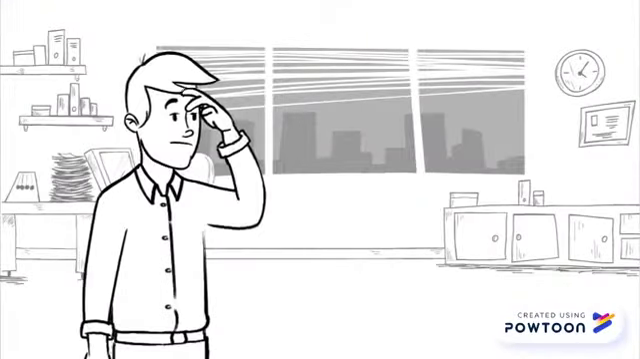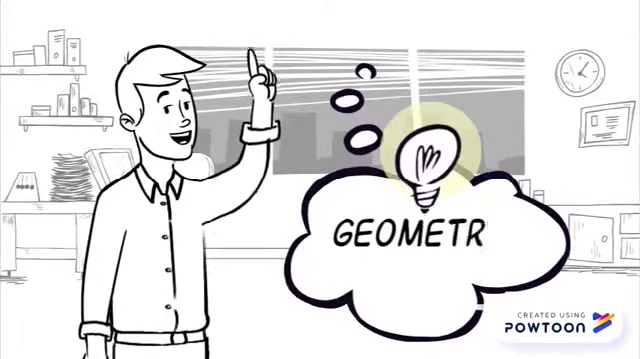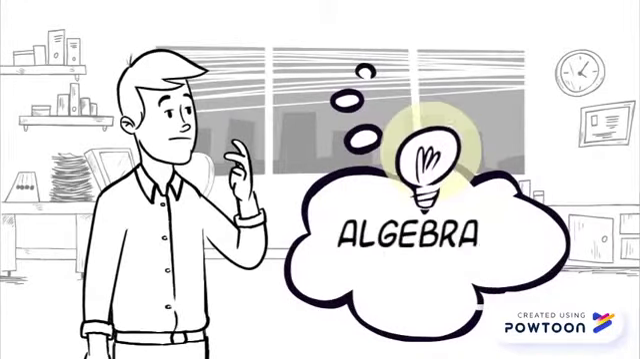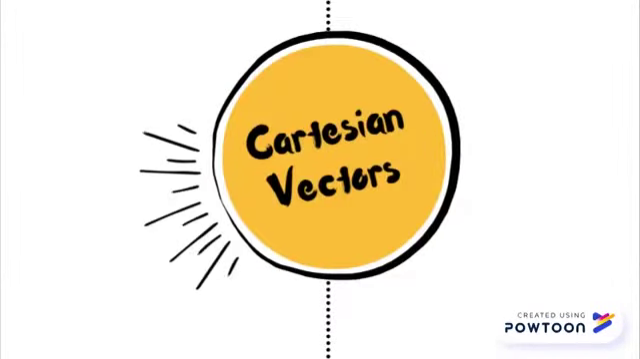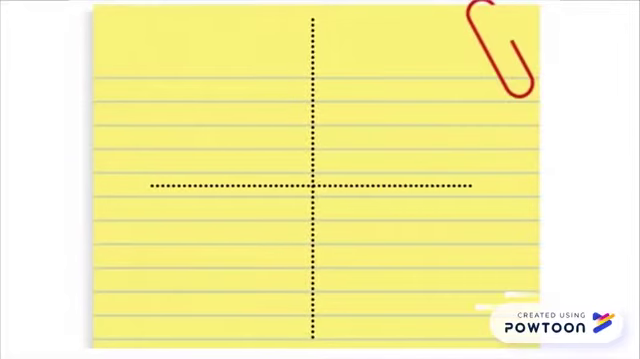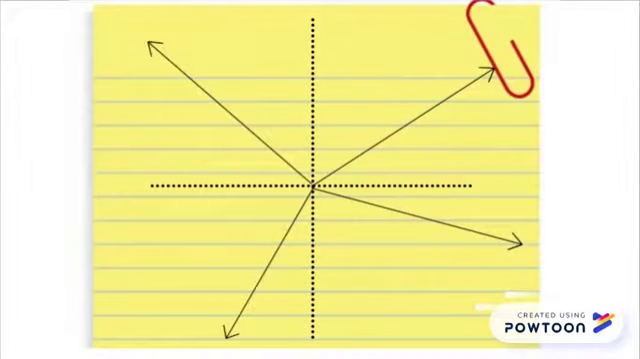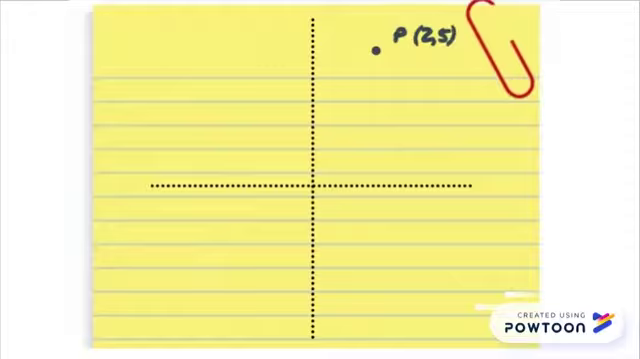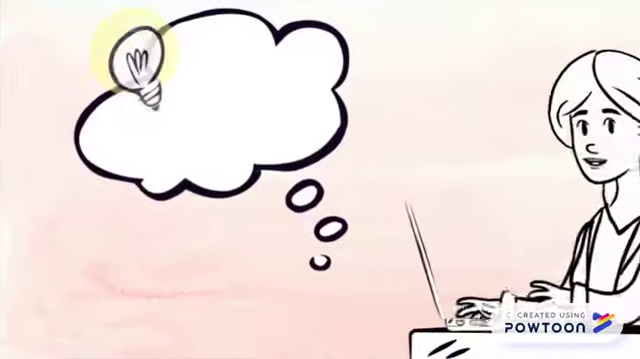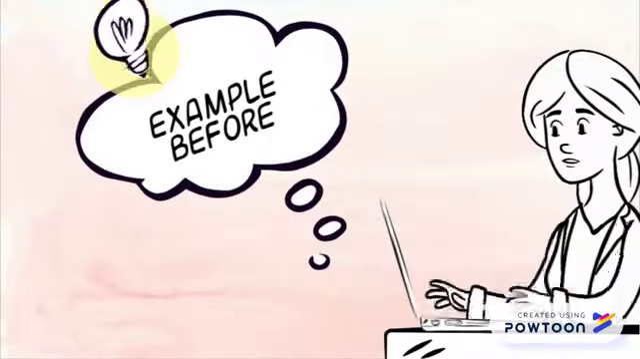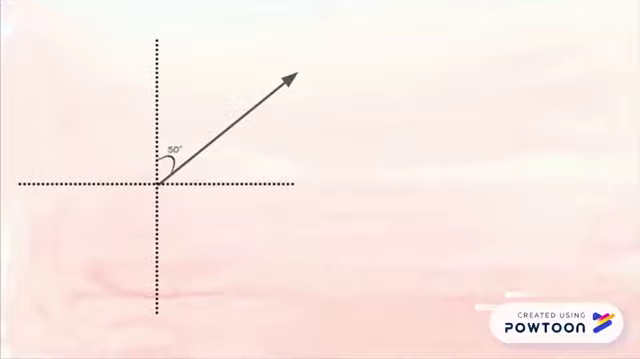Now that we know how to solve a navigation problem using the geometric method, next we'll solve it using the algebraic method. First, we need to understand Cartesian vectors. All vectors on a Cartesian plane start with the tail at the origin. Here we have a point P(2, 5). We make a position vector to the point, vector v(2, 5). Let's use the same example from the previous question. We know the airplane is traveling at a heading of 050 degrees, which is 50 degrees clockwise from the positive y-axis, equivalent to an angle of 40 degrees from the positive x-axis.